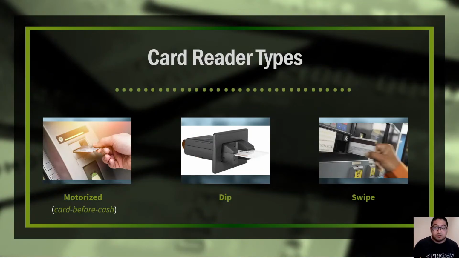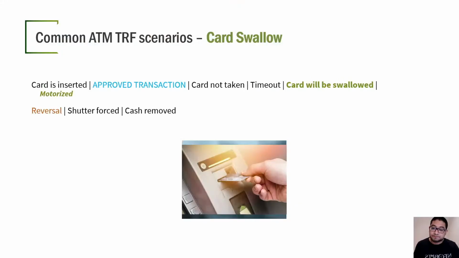So now let's talk about card reader types. We have three types of card readers: the motorized, the dip, and the swipe. The motorized is also called card before cash, because you have to insert the card and the card will stay in the ATM, in the card reader, until the transaction ends. When the transaction ends, then the card will be given to you. With the dip, we just dip the card, and that's it. We can make the transaction, and we will not need to insert the card again or leave the card in the card reader. And the swipe, well, this will just read the magstripe of the card.